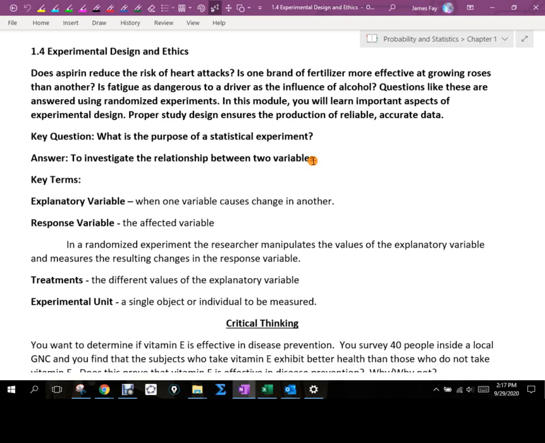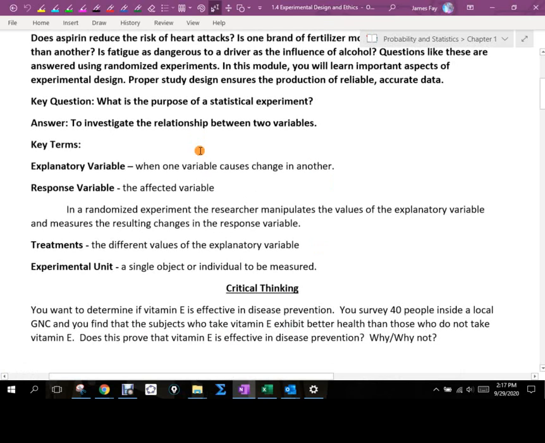What this section talks about are questions like this. Does aspirin reduce the risk of heart attacks? Is one brand of fertilizer more effective at growing roses than another? Is fatigue as dangerous to a driver as the influence of alcohol? Questions like these are answered using randomized experiments. Okay. For instance, those things would not necessarily be observational.